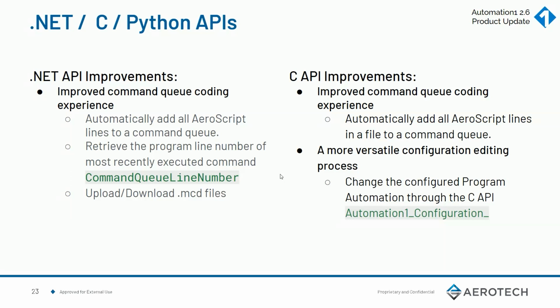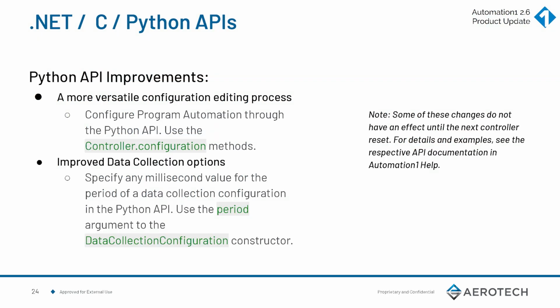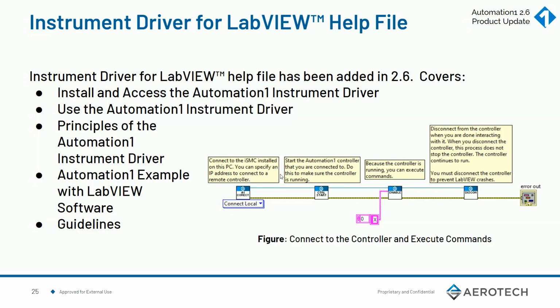In addition, the configuration editing process has become more versatile with the ability to now change the configured program automation via the C API. The Python API now supports the ability to configure program automation as well. In addition, you can now specify any millisecond value for the period of a data collection configuration within the Python API. Lastly, the instrument driver for LabVIEW help file has now been updated.